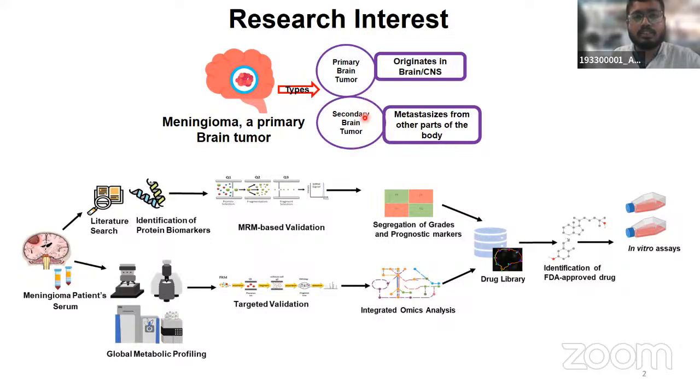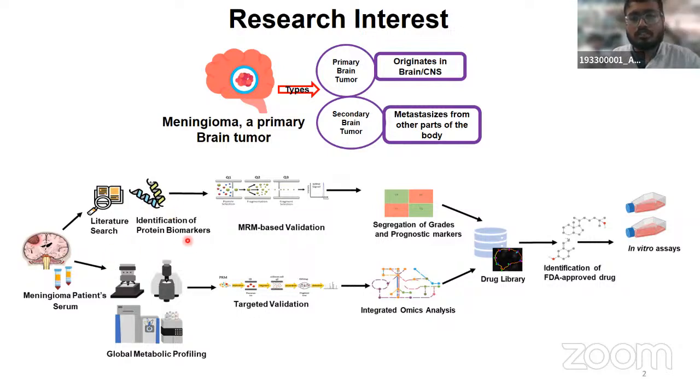So actually there are basically two types of brain tumor. One is primary and another is secondary. So one originates directly in the brain or CNS, and another is that which metastasizes from other parts. So meningioma is that kind of primary brain tumor with the highest incidence, and is one of the growing burdens from the clinical perspective because of its high incidence rate.